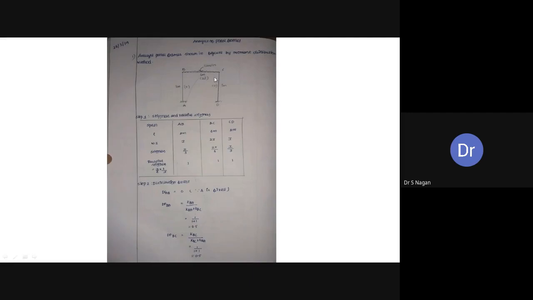The distribution factor is equal to the stiffness of CB divided by the sum of stiffness of BC and CD. Very good. In terms of formula, KCB divided by KCB plus KCD. So that's what is written here. Is it clear? Are you able to read this?